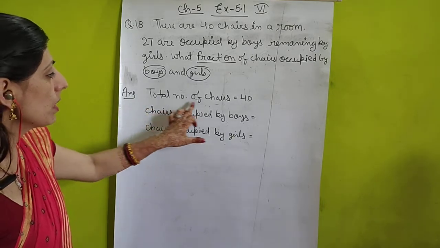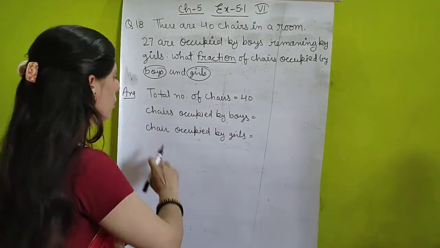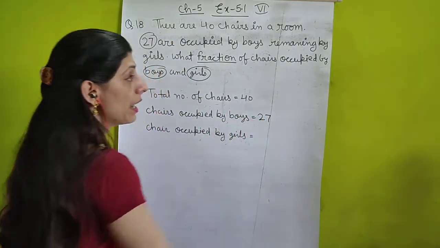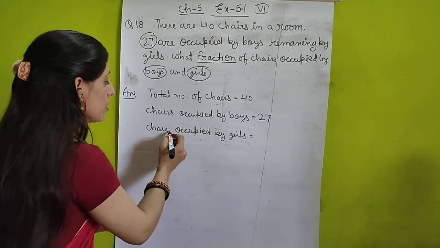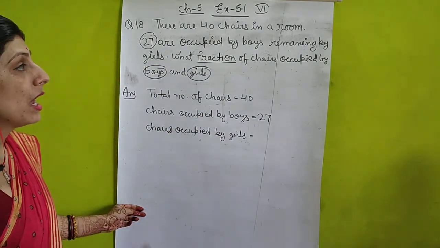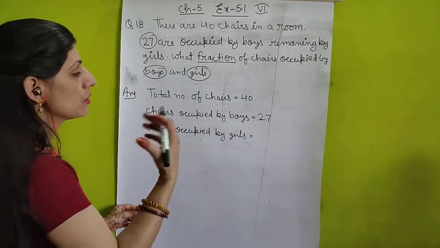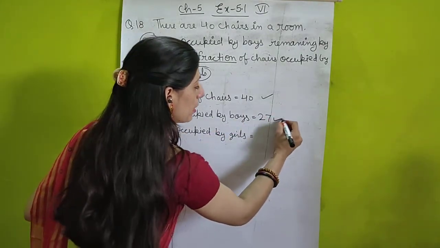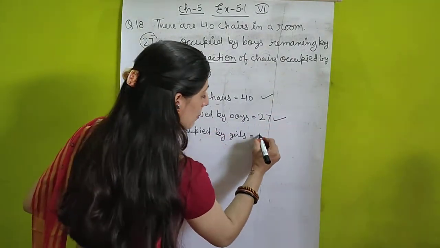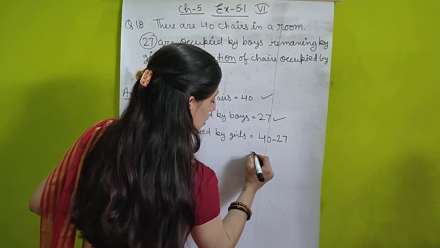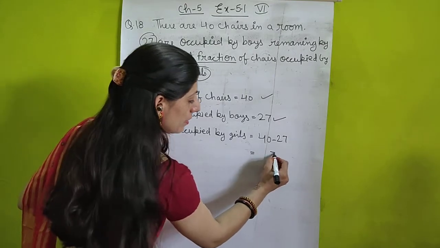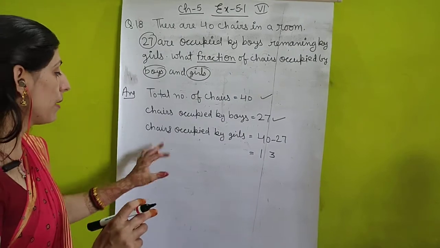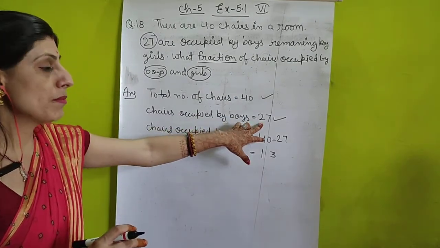First of all, students, total number of chairs is given, 40. Now chairs occupied by boys is given, 27. Now the question is, chairs occupied by girls. How many chairs are occupied by the girls? You know here total number is 40. Out of them boys occupied 27. Now for the girls, remaining chairs are 40 minus 27. Students, what will come here? 10 minus 7, 3 will come here. Now 3 minus 2, 1. So 13 chairs are occupied by the girls and 27 by the boys.